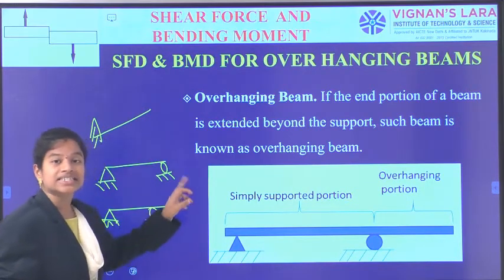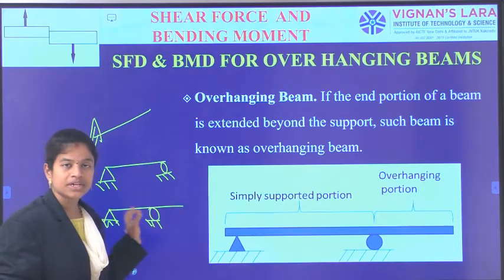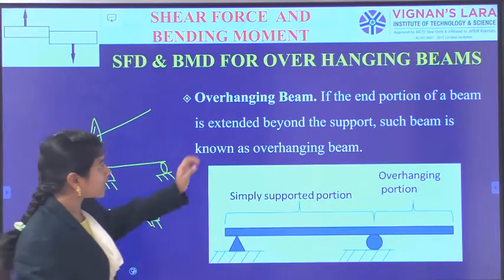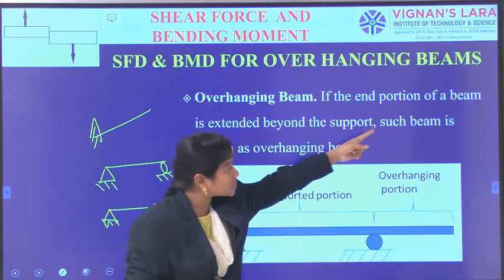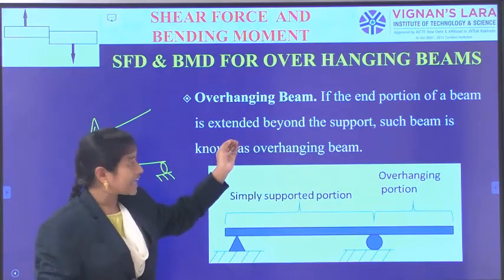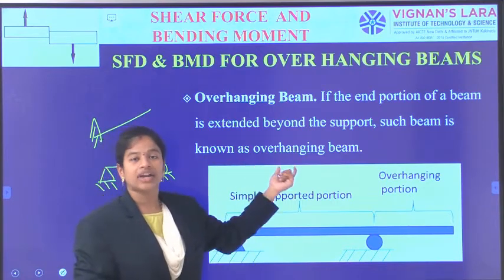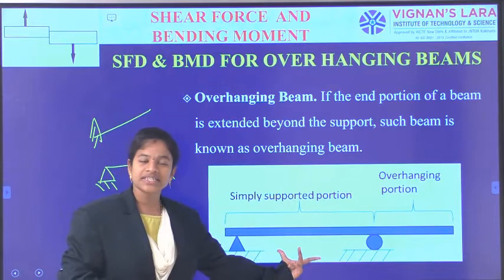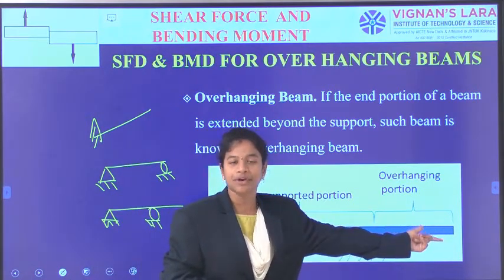after crossing that support there is an extra portion, an overhanging portion. So such types of beams can be called overhanging type beams. Okay. So firstly we are going into the basic definition. If the end portion of a beam is extended beyond the support, such types of beams are known as overhanging beams. So here you can observe the simply supported portion and an overhanging portion which is extending beyond the support.